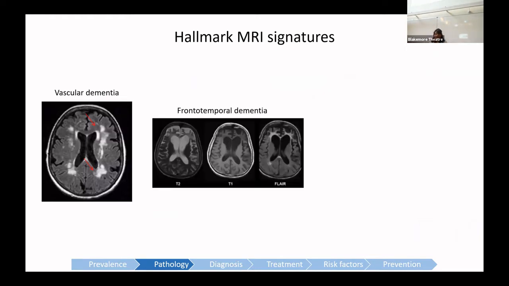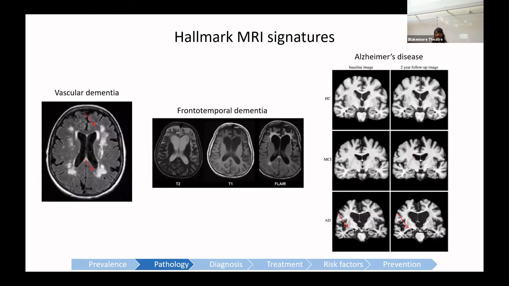With FTD, as the name suggests, you see atrophy in the frontal lobe and the temporal lobe. And in Alzheimer's disease, you see changes in the hippocampus. So in the bottom panel here, you've got scans from a patient with Alzheimer's disease, and you see a lot more black around the hippocampus. And that is indicative of atrophy in that region compared to a person with healthy aging.